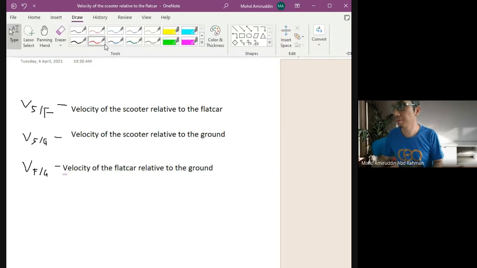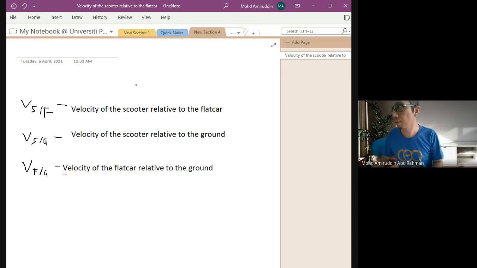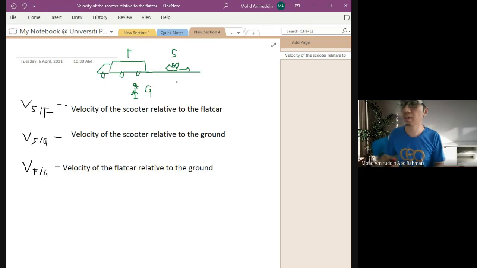So we have the people here, and that's the flat car, right? And then we have the scooter, with the people moving there. So here is the scooter, here is the ground, and here is the flat car. So we have those three. Okay, so we look back here.